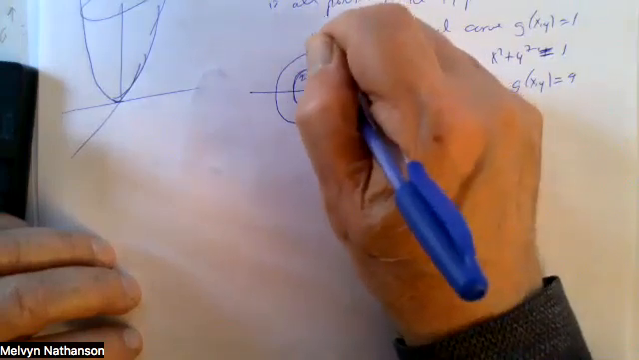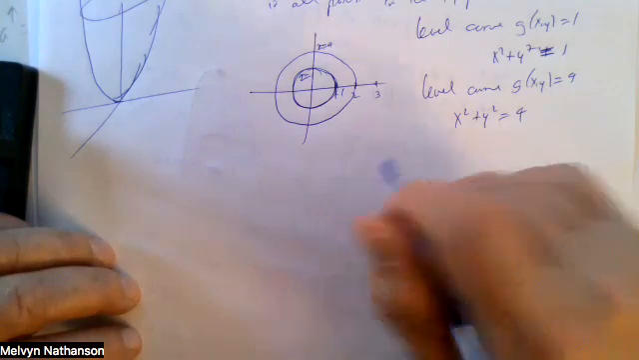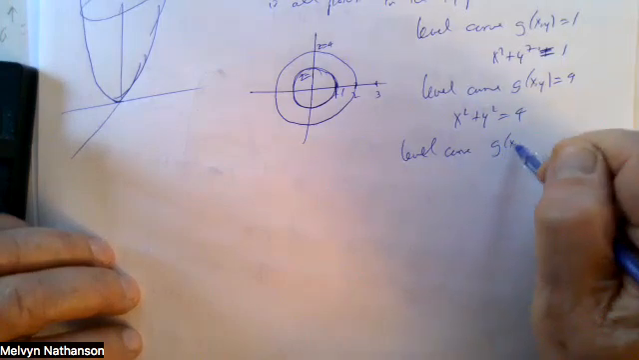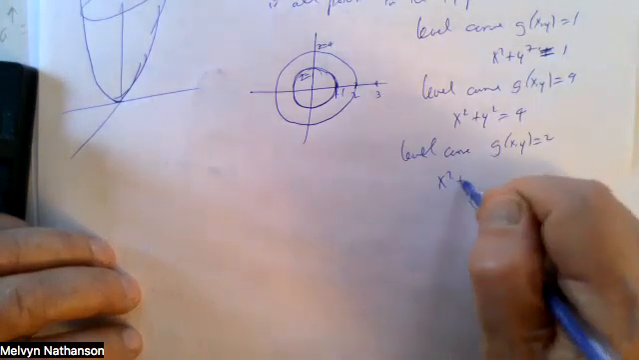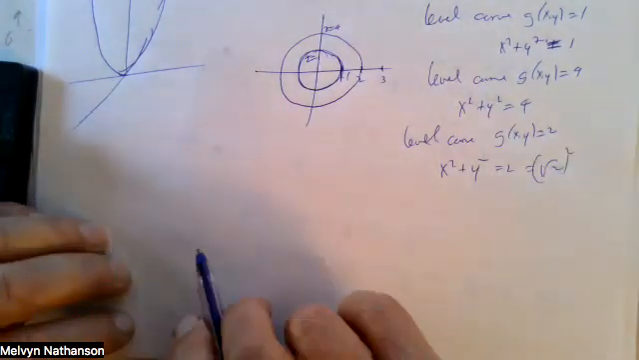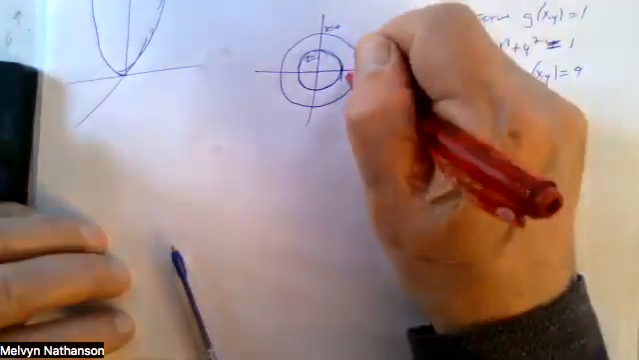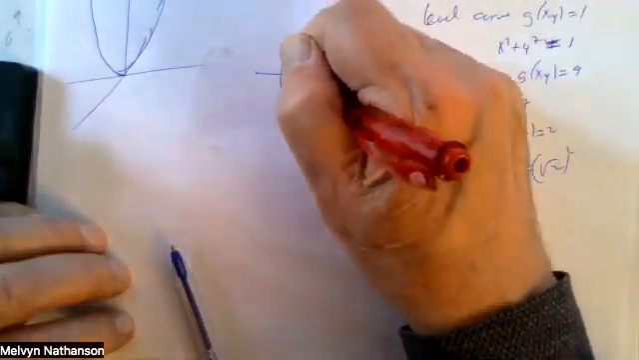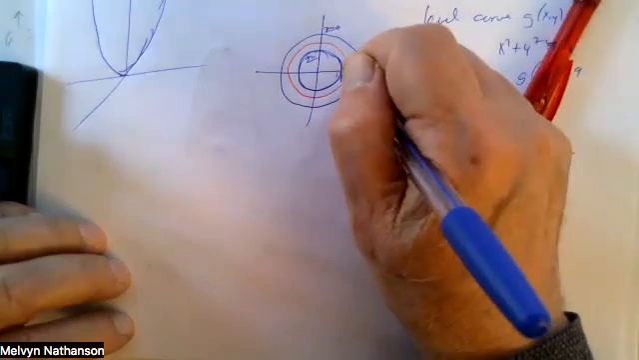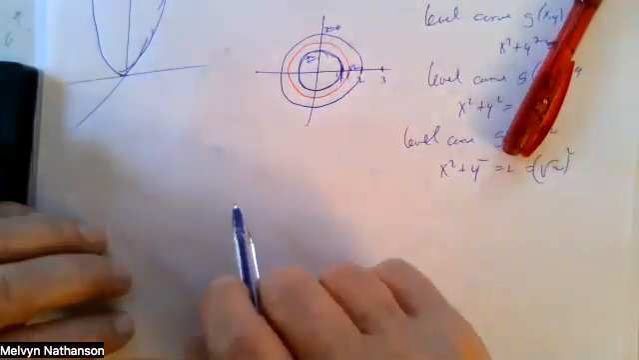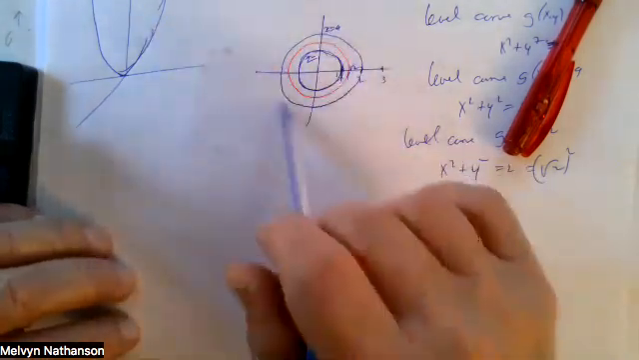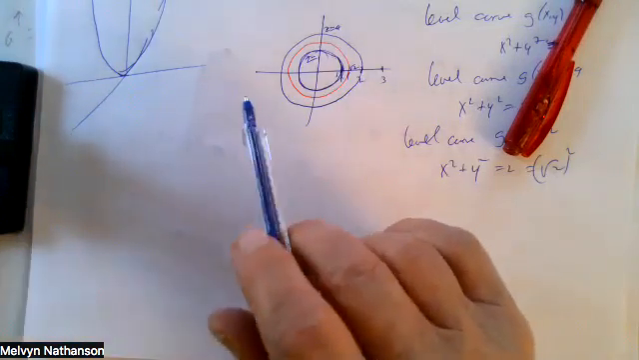So this is z equal 1. This is z equal 4. What's the level curve g of xy equals 2? It's all points where x squared plus y squared equals 2, which is the square root of 2 squared. That's the circle of radius square root of 2. This is the point 1. This is the point root 2. So the level curves of this function are circles in the xy plane.